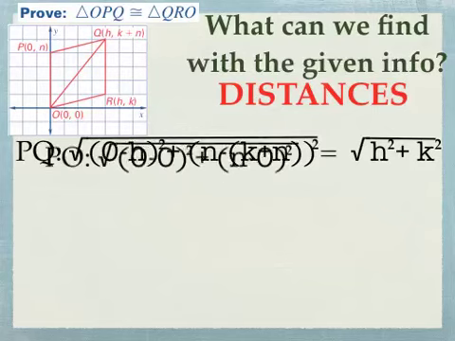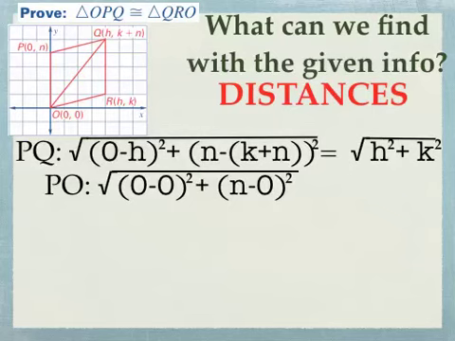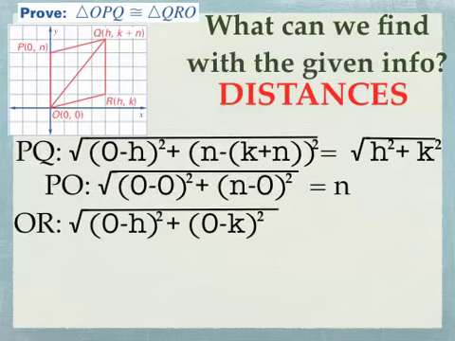Next, let's find the length of PO. If you wanted to, you could not use the distance formula, but since we're using the distance formula, let's just go with it. When you do it, you get n. For OR, we're going to plug in 0 minus h, squared, plus 0 minus k, squared. Well, negative h squared is h squared, plus k squared. So notice that PQ and OR are congruent.